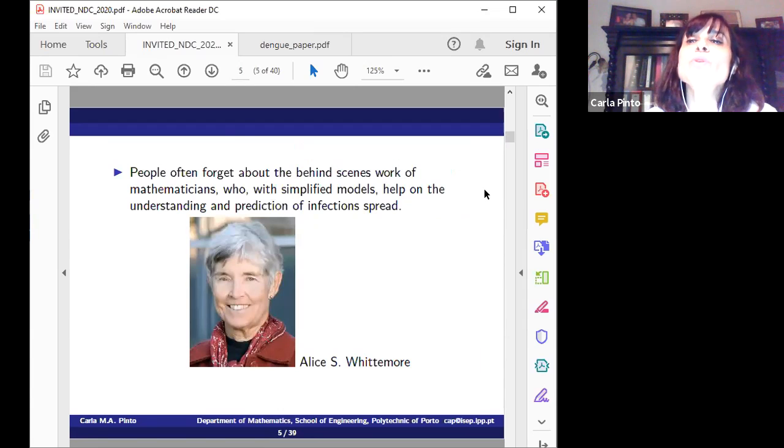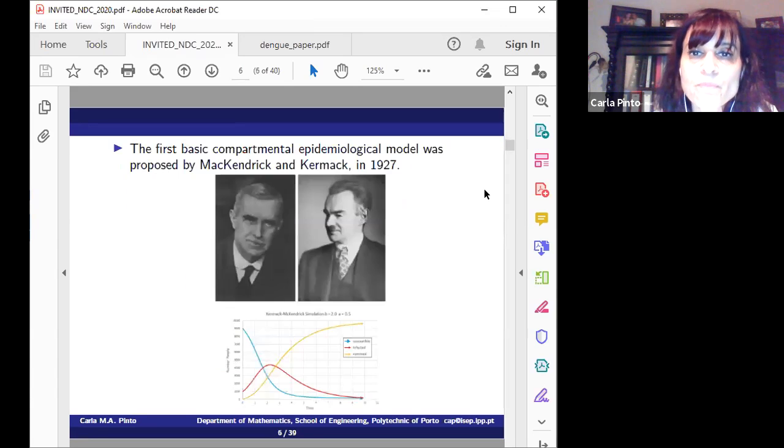But people usually forget about the behind-the-scenes work of mathematicians, such as, for example, this epidemiologist, Alice S. Whittemore, who help to understand and make predictions of the disease spread, and this helps the policy agents make decisions on mitigation measures, suppression measures, and so on.